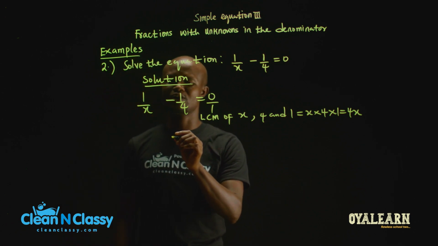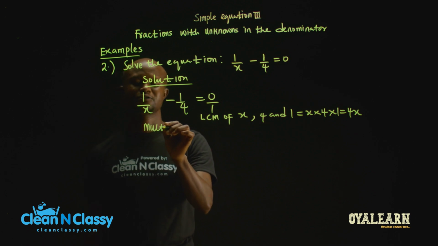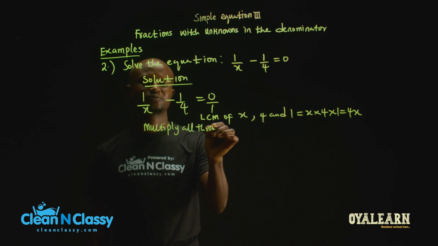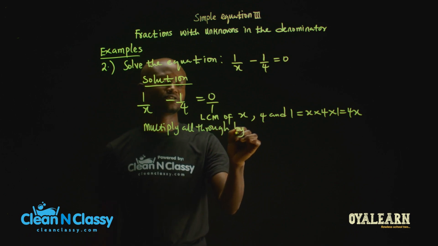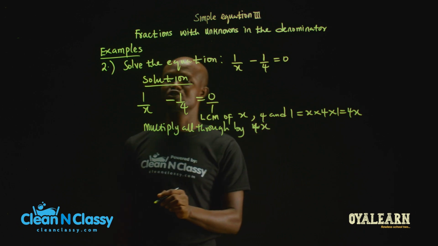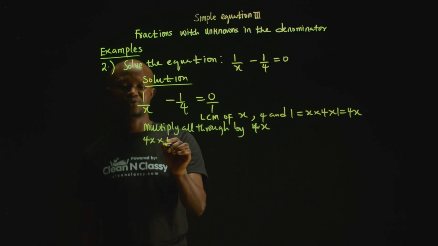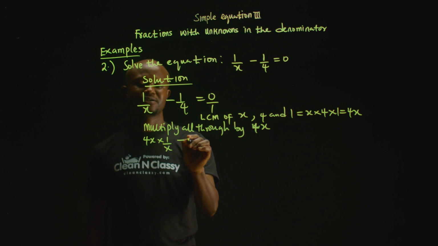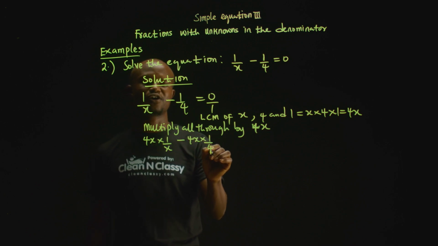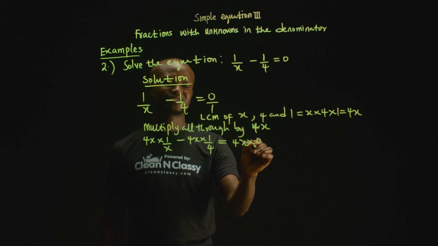So we multiply all through by the LCM. Multiply all through by 4x. Multiplying all through by 4x, we have 4x times 1 over x minus 4x times 1 over 4 equals 4x times 0 over 1.